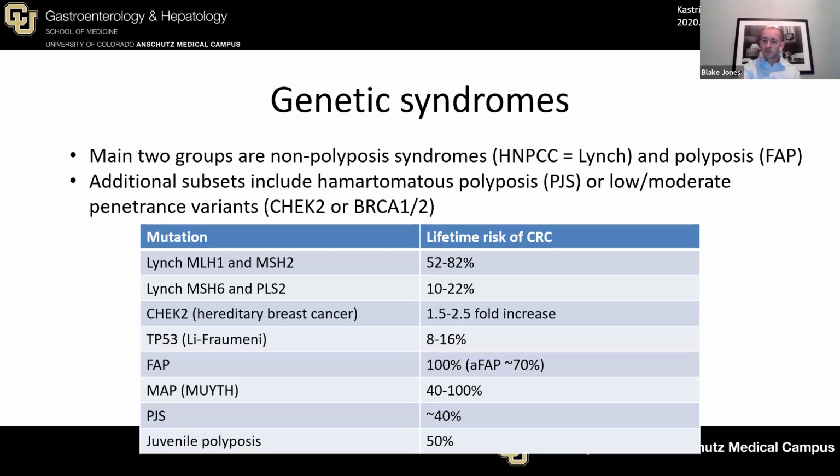FAP, pretty much 100% risk of colorectal cancer in their lifetime. Those patients get colectomies when they're diagnosed. For that reason, there is something called attenuated FAP, which just means they have the mutation, but they don't seem to have the number of polyps that you would expect to see in FAP, so it's almost like a low penetrance FAP. Though even those patients still have a very high lifetime risk of colorectal cancer, up to 70%. MAP, or MUTYH-associated polyposis, very similar to FAP, up to 100% lifetime risk. And then for Peutz-Jeghers, it's about 40%, and for juvenile polyposis, about 50%. And these are not every single condition. These are just the ones that are probably the most common that we do see.